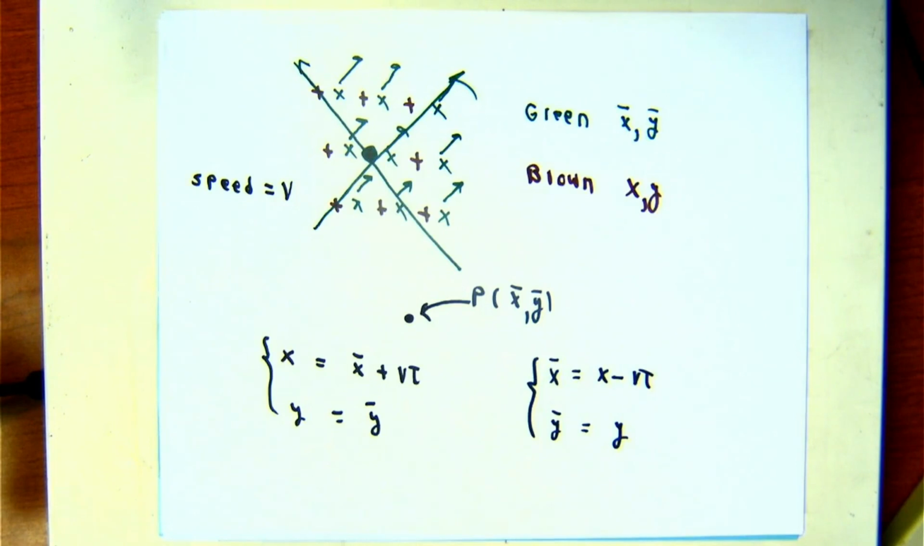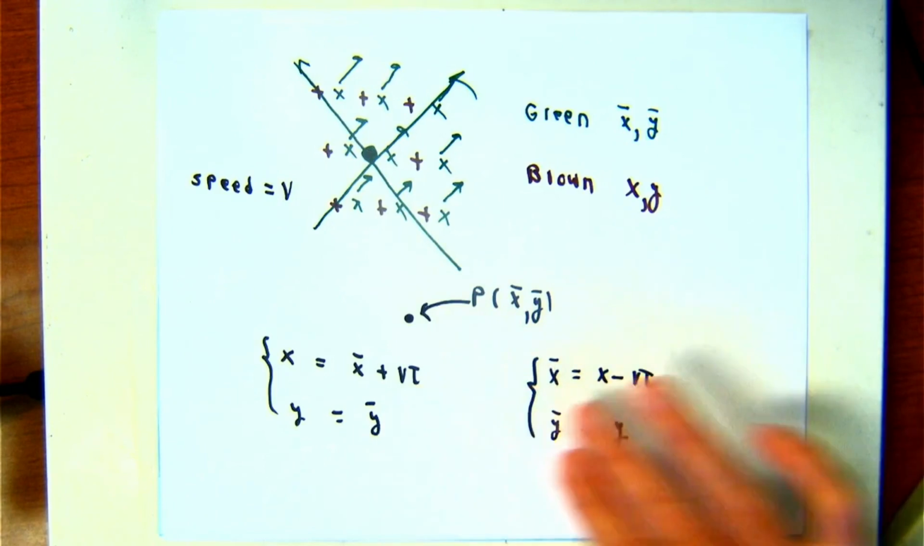People will often write this as expressions for the barred coordinates in terms of the unbarred ones. If x is x bar plus vt, obviously x bar is x minus vt. And y bar is the same thing as y. These formulas are called the Galilean transformation. And in classical physics, pre-relativity physics, it was thought that if you have two inertial frames, their coordinates can be arranged so that they're related in this way.